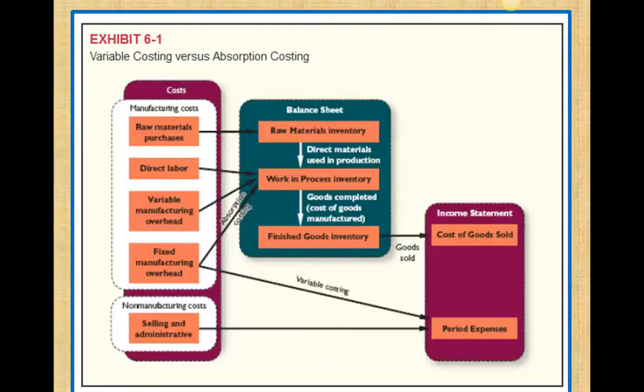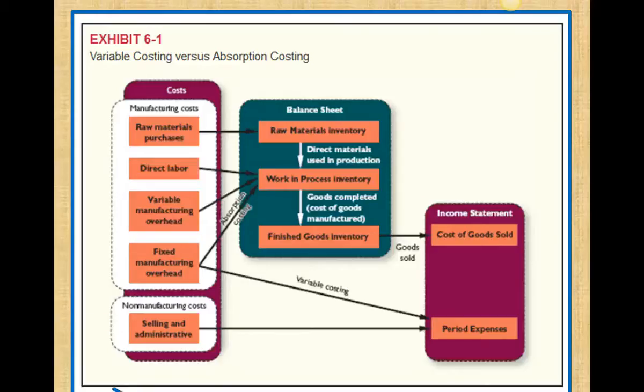Take a few minutes to study this chart. Understanding the flow of costs from inventory accounts, which are assets on the balance sheet, to the income statement as cost of goods sold or period cost as expenses is very important in this example.